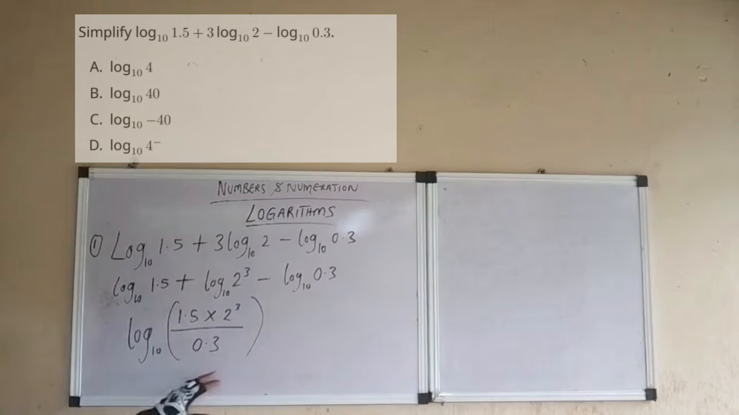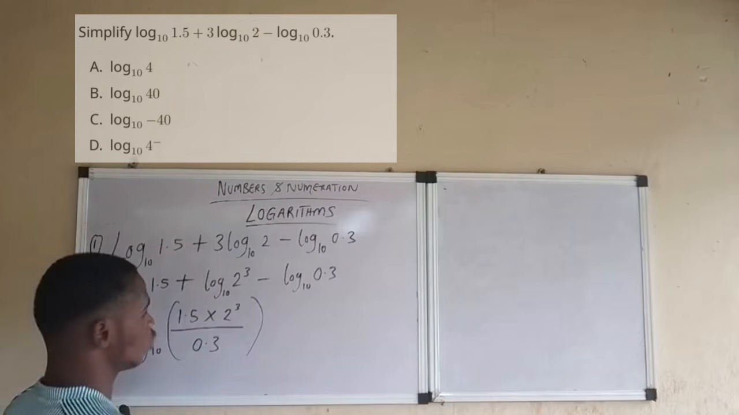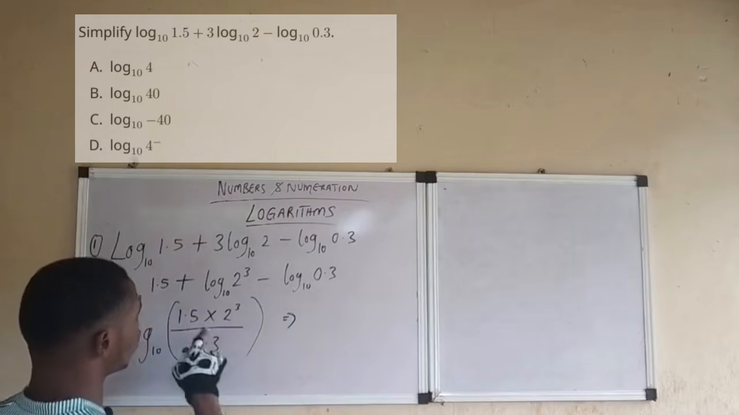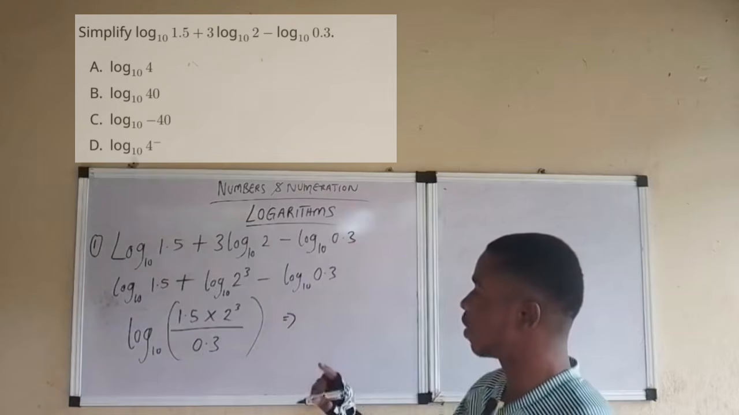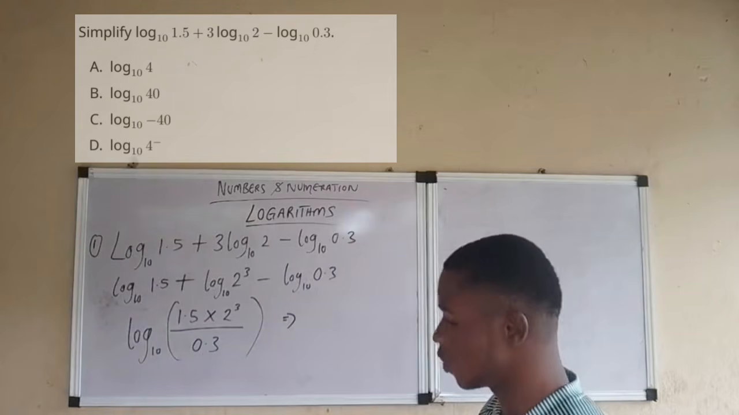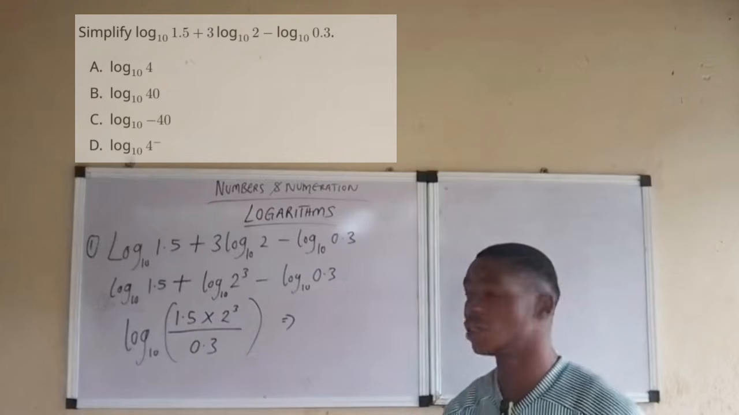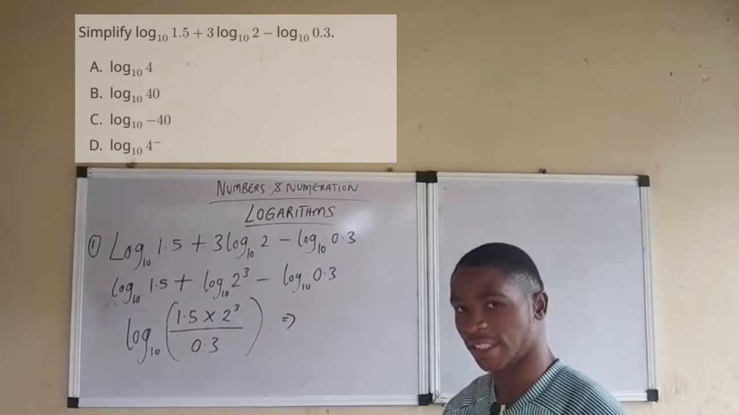All right? But we can still do that in this case. So I'm going to do that separately in this portion. So just take note. I'm just going to simplify this aspect. All right? So 1.5 times 2 raised to the power 3: 1.5, which is in decimal, when you want to convert it to fraction, is the same as 15 over 10.